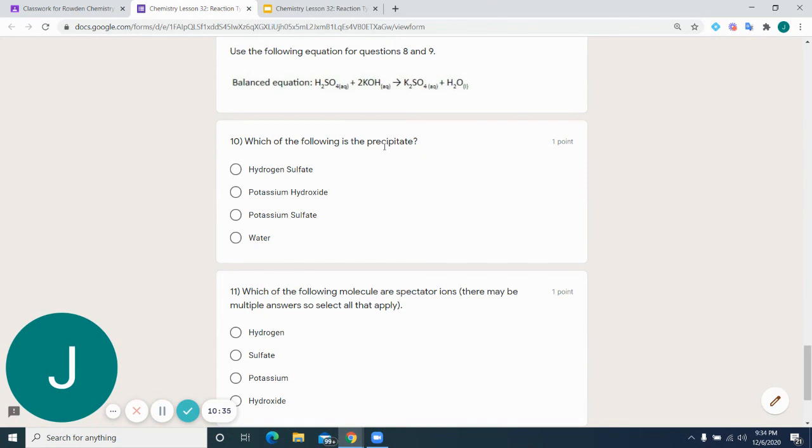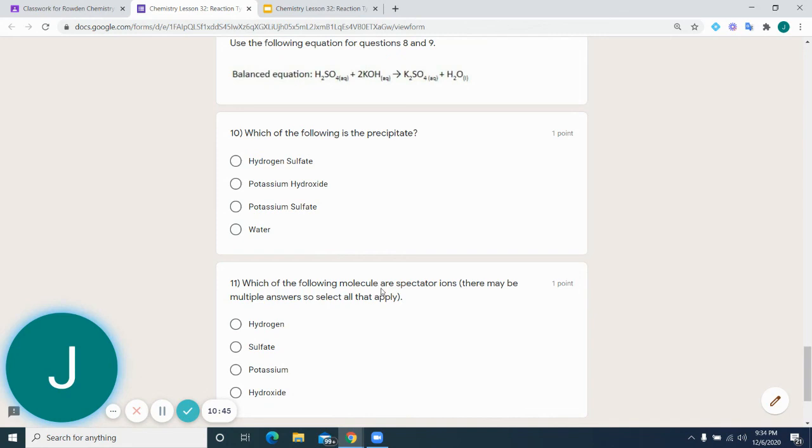Last two. Where's the precipitate? Notice this time we're not making a solid, we're making liquid water. So what's the precipitate? That'll be the water. What are the spectators? That'll be the K, which is potassium, and the SO4, which is sulfate.